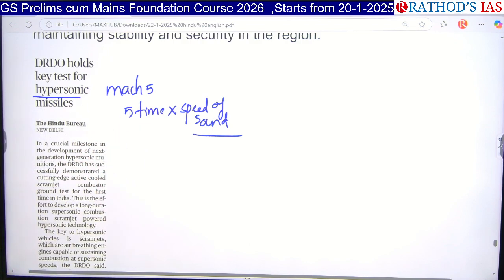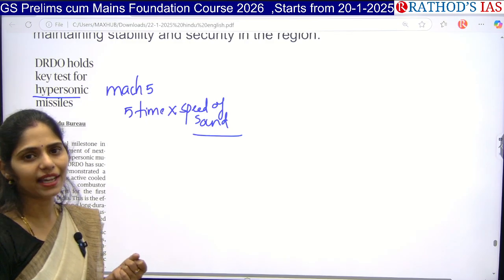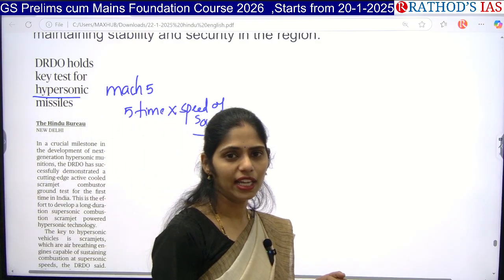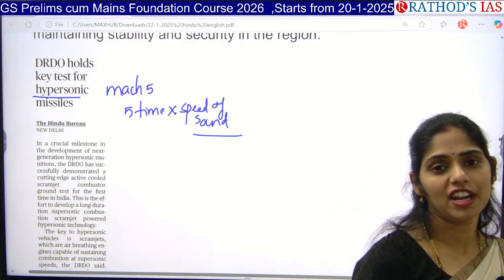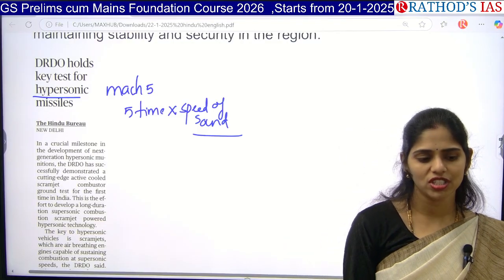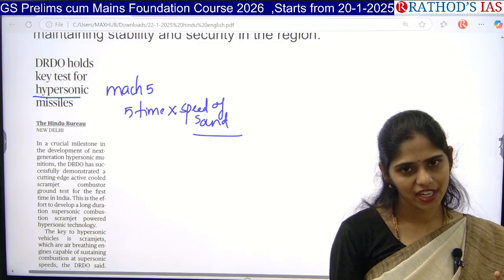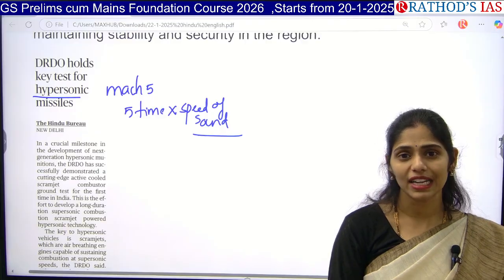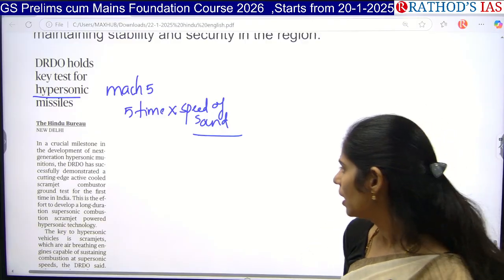We need this kind of hypersonic missiles because we always have a threat from Pakistan across the LOC region, that is the Line of Control, and across the LAC region we have a threat from China. We don't know at what time we have to go for war, right? So for that we have to be ready with our missiles.